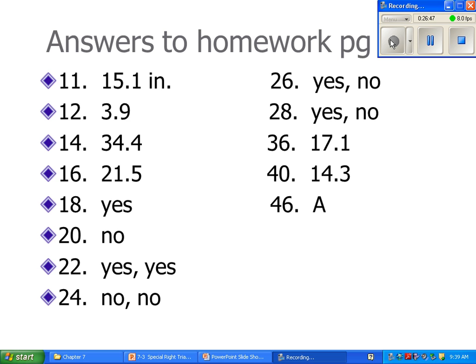Let's see. Denver is located about 105 degrees longitude and 40 degrees latitude. San Francisco, 122 degrees longitude, 38 degrees latitude. Las Vegas is located about 115 degrees longitude, 36 degrees latitude. Using the lines of longitude and latitude, find each degree distance. San Francisco to Denver. Too confusing.